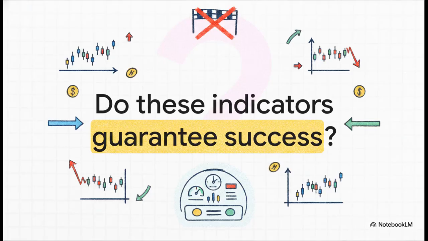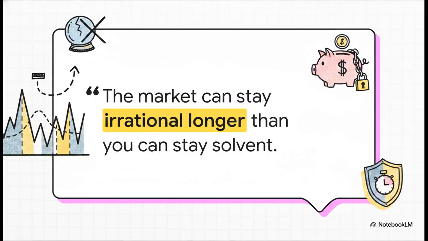But as we wrap up this explainer, we have to pause and ask the most important question of the day. Does having all this dashboard data perfectly aligned guarantee that you'll win every single trade? The answer is absolutely not. And that's exactly why we must remember this vital warning about risk management. The market can stay irrational longer than you can stay solvent. Indicators give you probabilities, not a crystal ball.